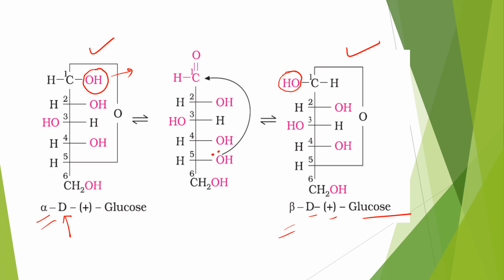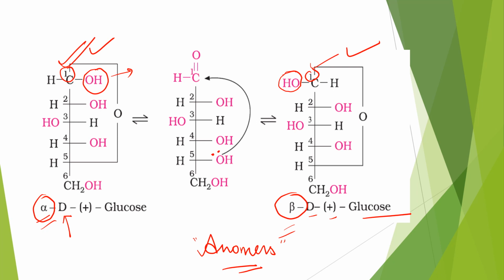But here we have to think that there is another term known as anomers. So anomers are those stereoisomers which differ in the position of atoms only at the first carbon. Like I have explained, in alpha D glucose and beta D glucose, the full structure is same, but the only difference is at the first carbon. If OH is on the right side, it is alpha, and if OH is on the left side, it is beta. This is known as anomer.